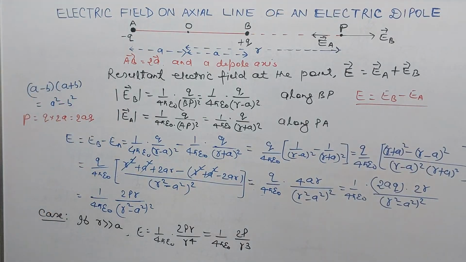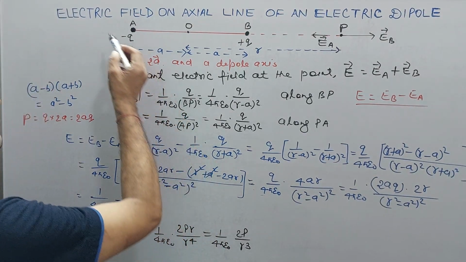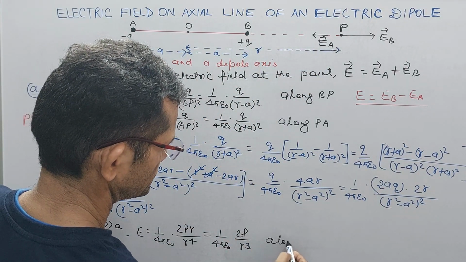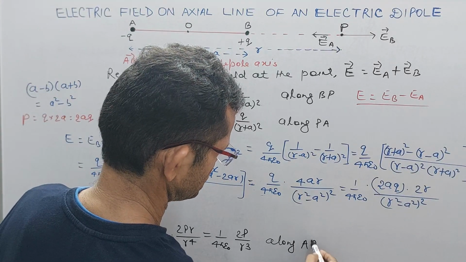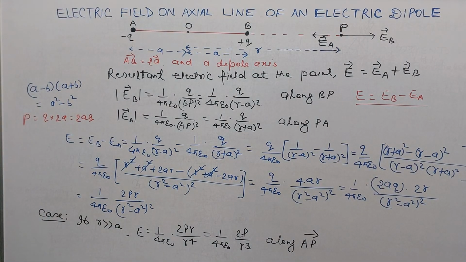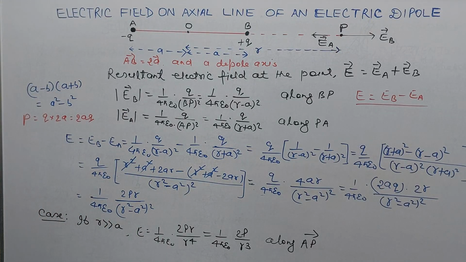Now this is the restricted case when r is greater than a. Its direction will be from A to P, along AP. We also represent it in the direction. So the dipole moment has the direction from minus q to plus q.